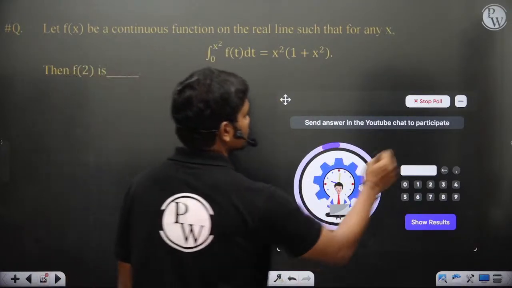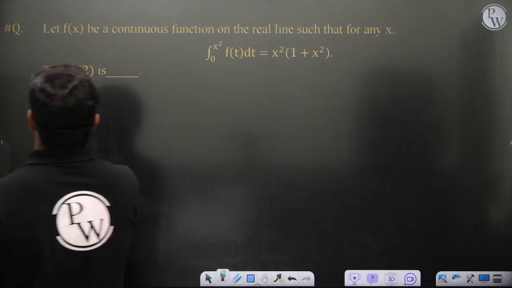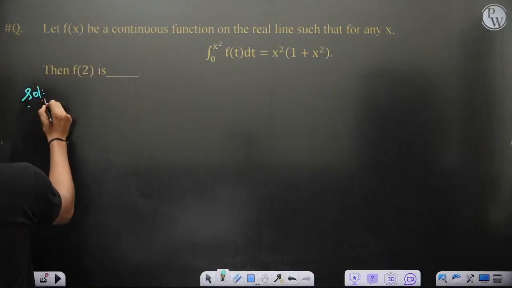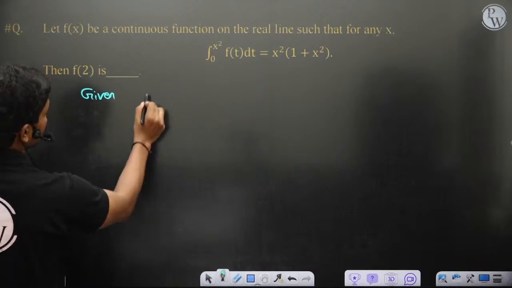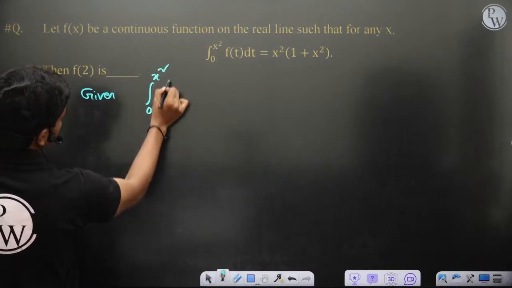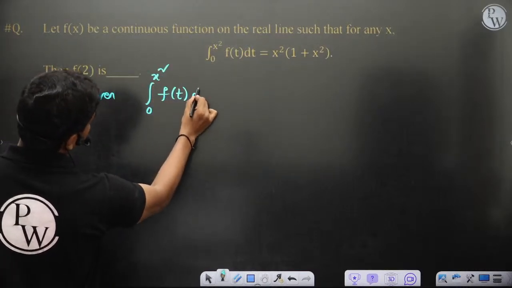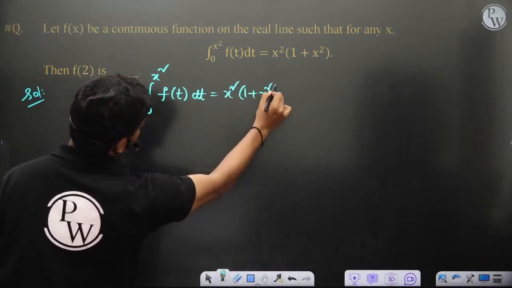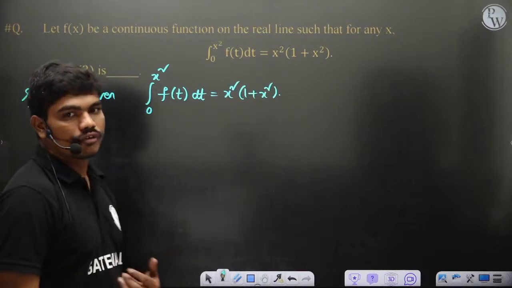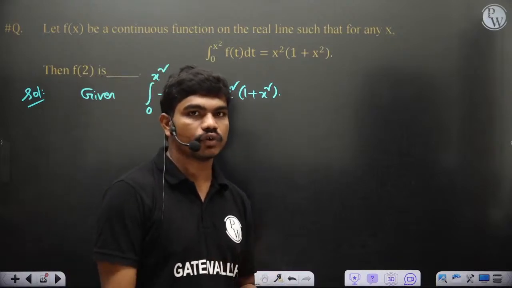So anyway, let the poll finish. Let's write. So given, f of x is continuous on the complete real line and the integral 0 to x square of f of t dt is equal to x square times 1 plus x square, of course. And you want the value of f of 2. We want the value of f of 2, obviously.